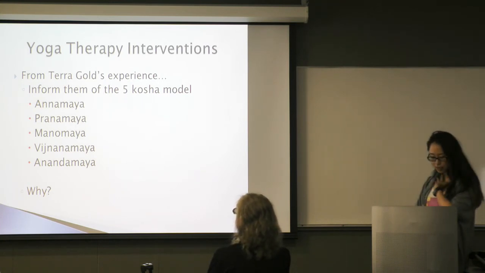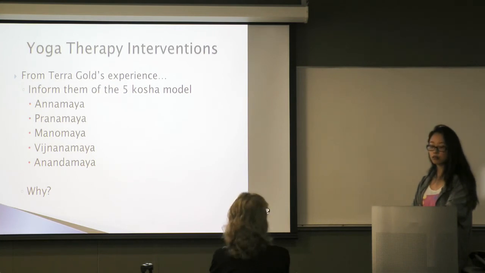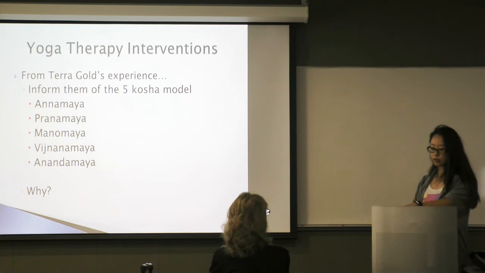So Annamaya, the physical body, includes things like range of motion, strength, balance, stability. Pranamaya, the bioenergetic body, so your breath, energy level. Manomaya, the emotional body, includes your stress level, emotional status, self-esteem. Vijnanamaya, the intellectual body, characterized by discernment, an intuitive sense as to why they are experiencing what they're experiencing and what it means to them. And then Anandamaya, the spiritual body, so their life purpose, their connection to the divine, relationships, their life purpose.